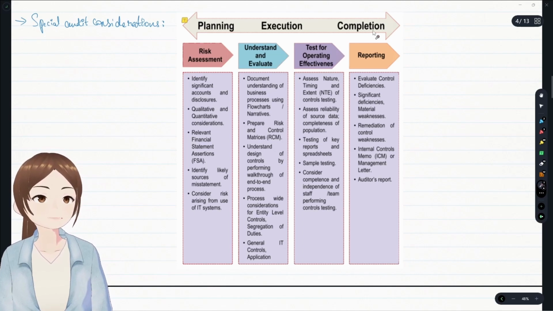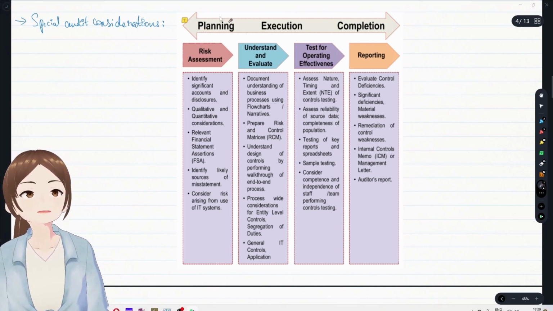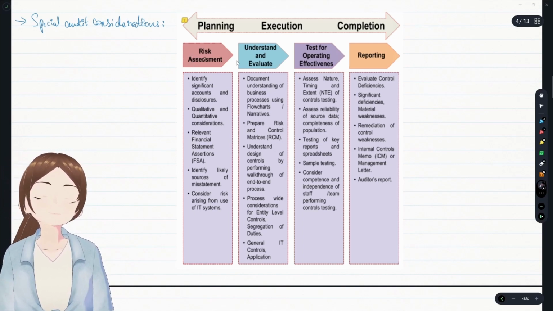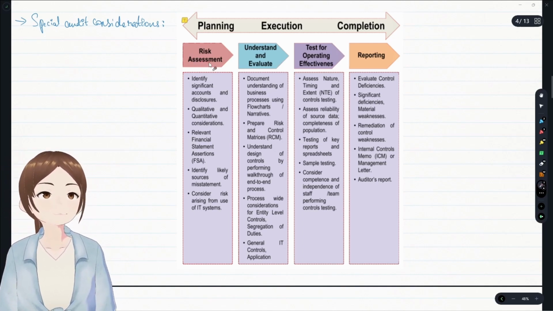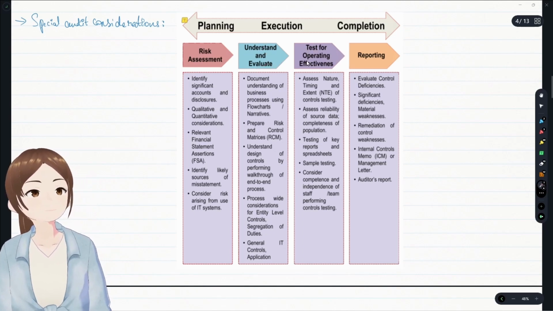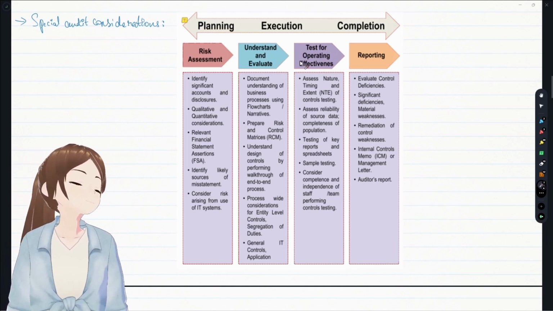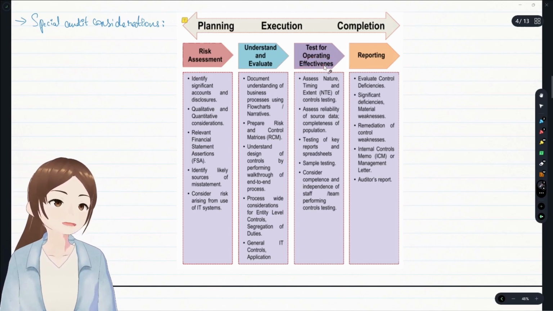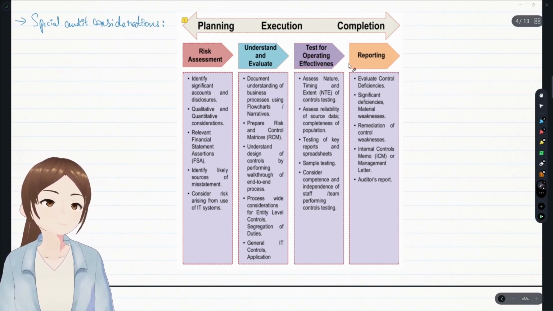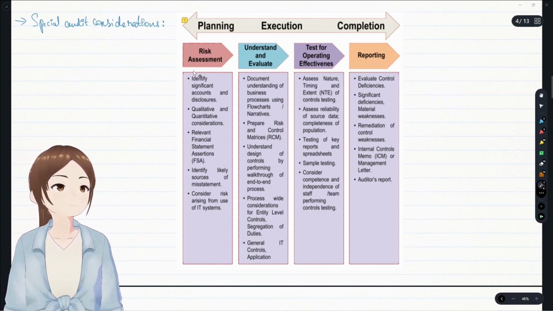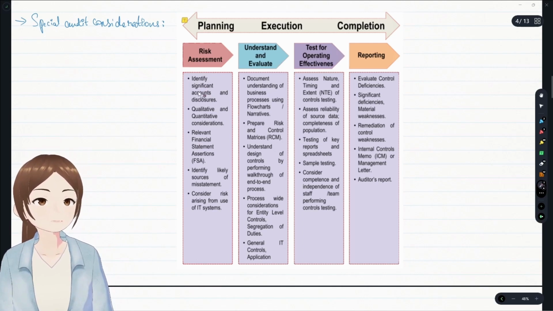Considerations for the automated environment. For any audit, there are three steps: planning, execution, and completion. That is the same for all audits. The steps are also the same: risk assessment, that is the 200 series; understand and evaluate, the 300 series; and test for operating effectiveness, which is also like the 200 series. Testing of operating effectiveness is nothing but internal controls efficiency. This is the 700 series.